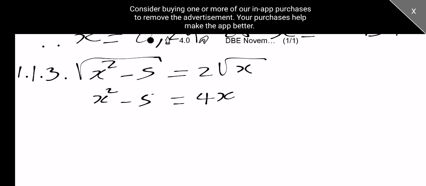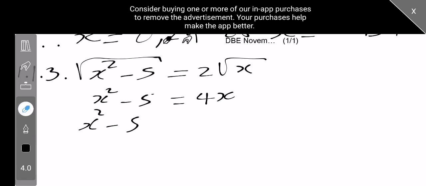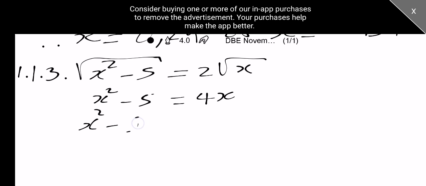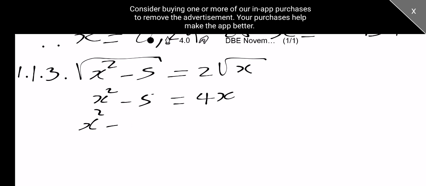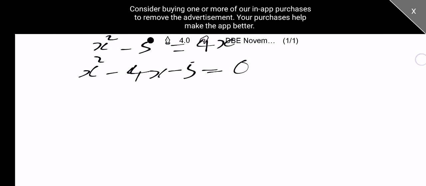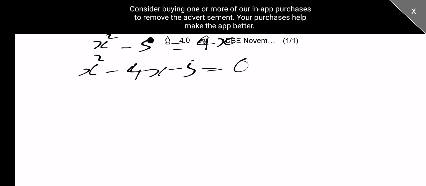Take the 4x to the other side. It's going to be x squared minus 4x minus 5 equals 0. We now have our equation in standard form. We can factorize.